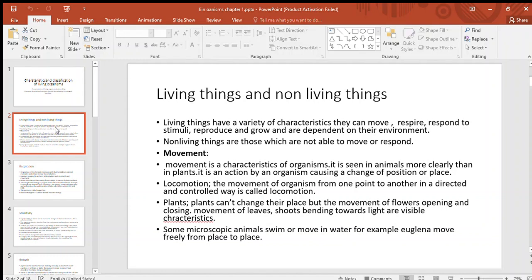Similarly, microscopic organisms can swim or move in water, for example, Euglena and other prokaryotes and protists move freely from place to place. Euglena, amoeba, with the help of flagella and cilia, bacteria can swim through flagella and cilia.